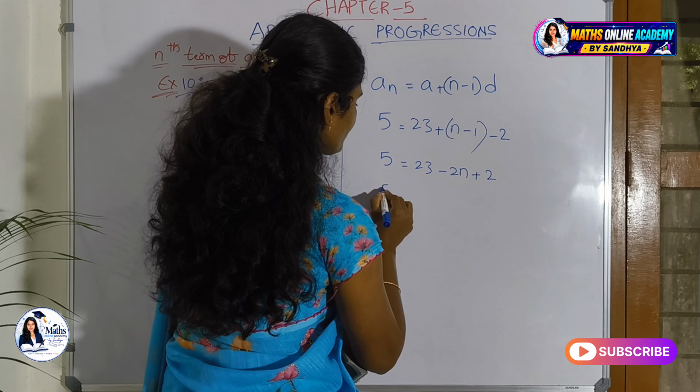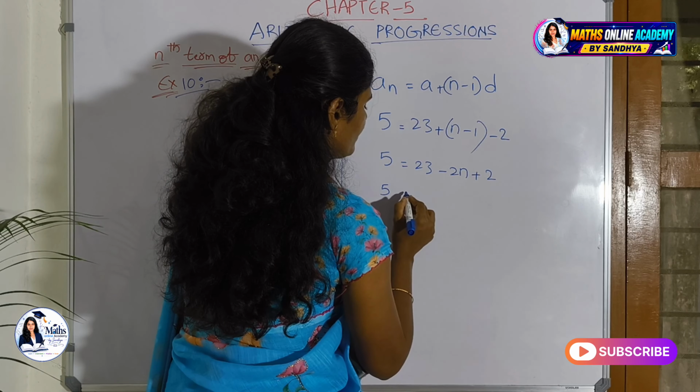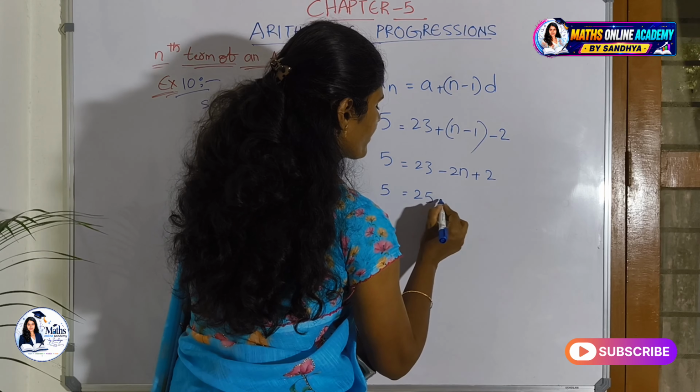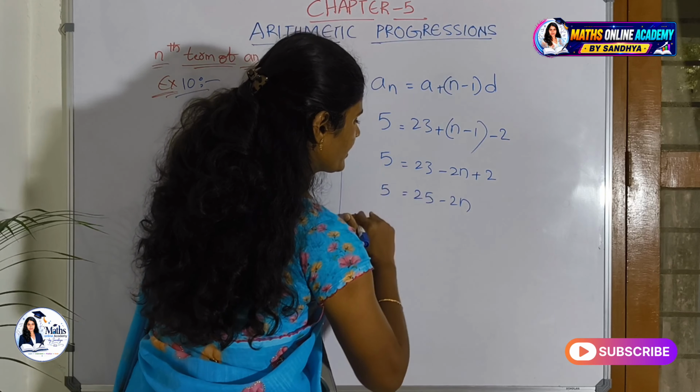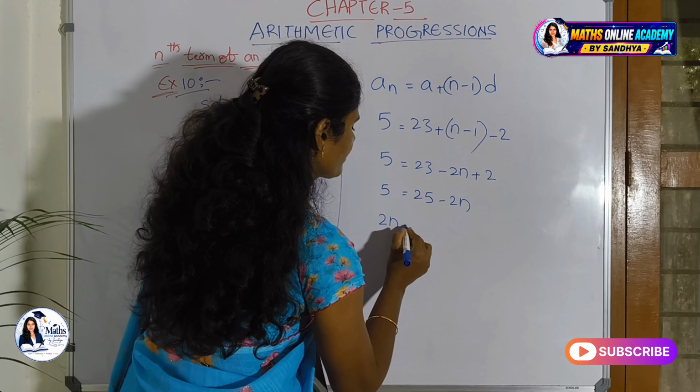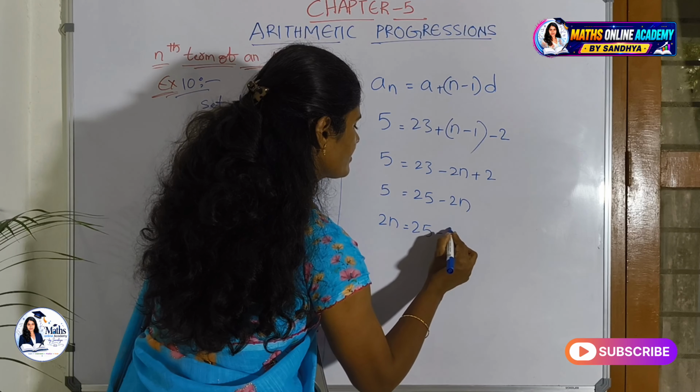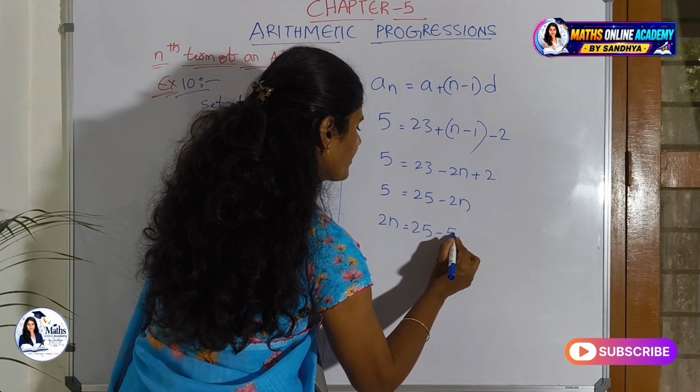So 5 equals 23 minus 2n, minus into minus is plus, so 5 equals 25 minus 2n. We take 2n this side. 2n equals 25 minus 5. So 2n equals 20. So n equals 10. So how many rows? 10 rows are there. These are 1, 2, 3 and so on, 10 rows. Okay.